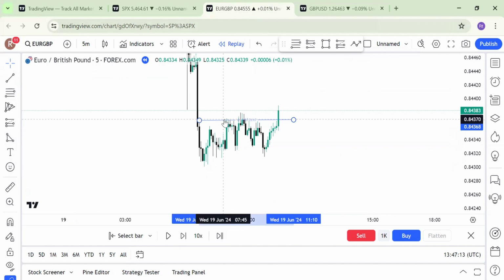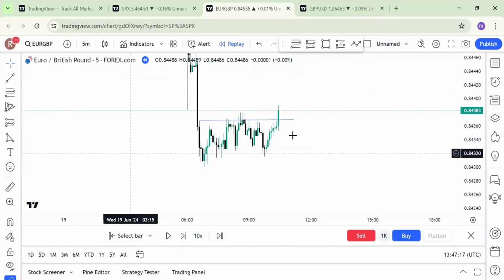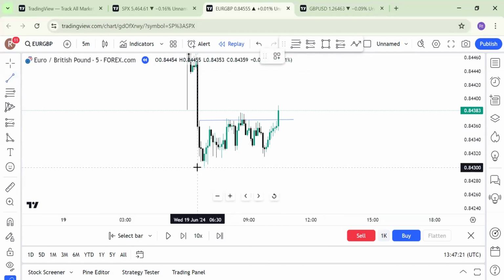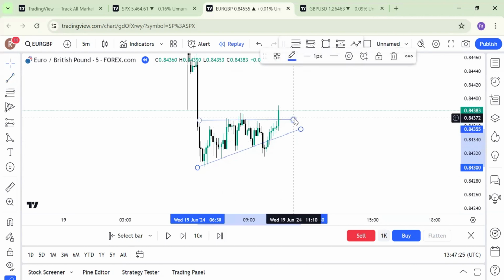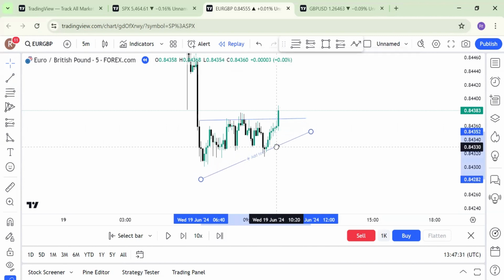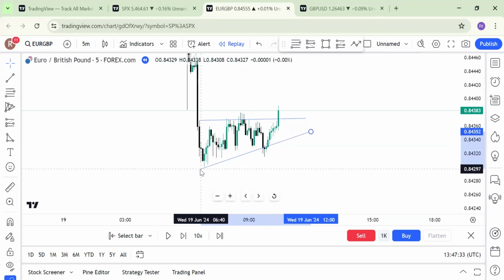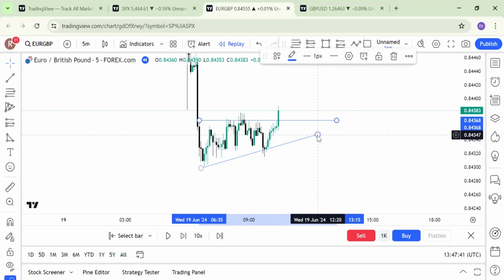Okay, I can draw it like this anyhow I like. All these ones are just weak to the upside. Okay, and this right here is my support line, my support trend line. Okay, you can see, you can draw it as far as you want.